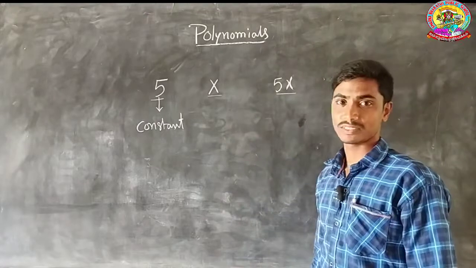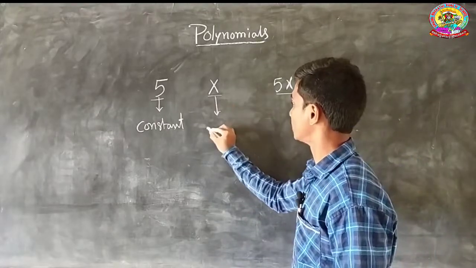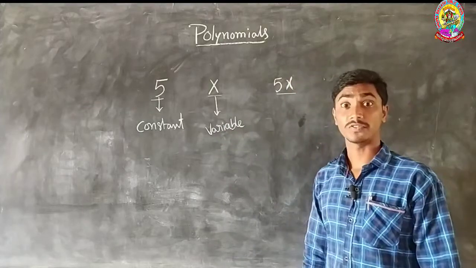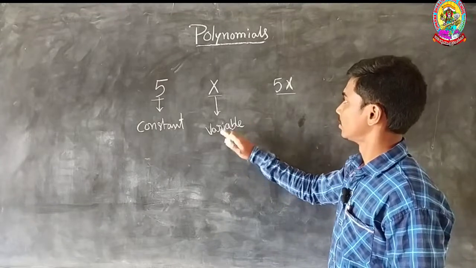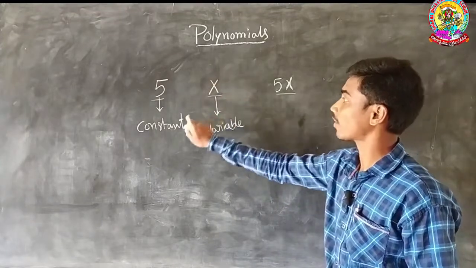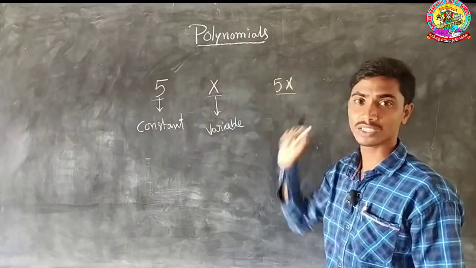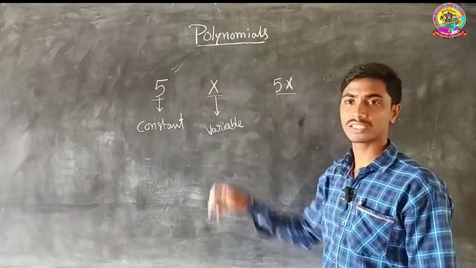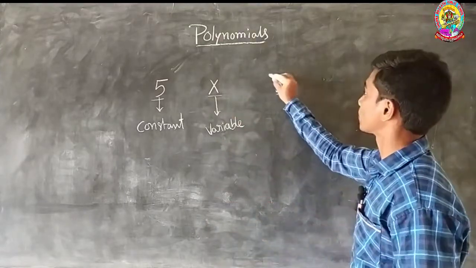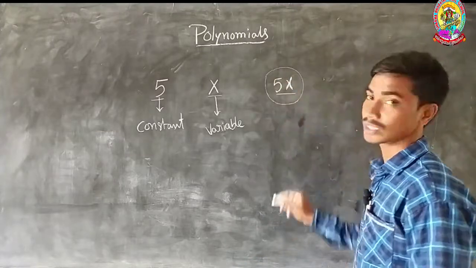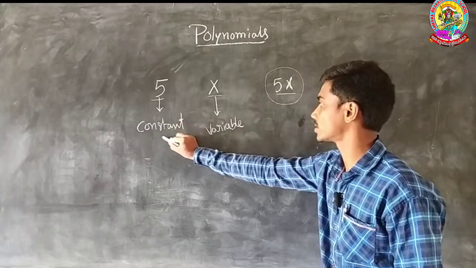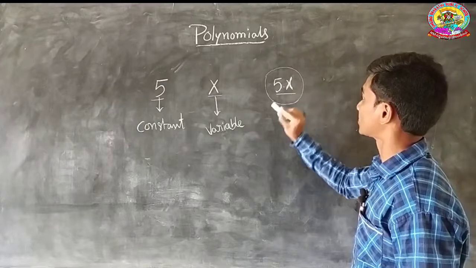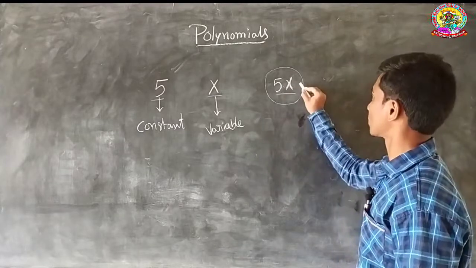Here x is called a variable. Variable means varies, means changing. Here the value of x is not a constant, it is changing based on the given value. For example, if he gives x is equal to 5, the value is 5. X is equal to 6, the value is 6, like that. Here 5x is also a term because it is a combination of a constant and a variable. Both are under the operation of multiplication, so this is called a term.